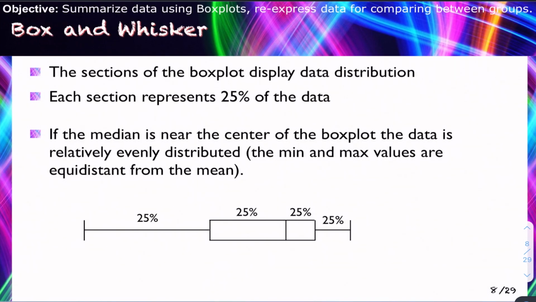When we are looking at a box and whisker plot, the sections of the box plot display the data distribution. Each section represents 25% of the data. If the median is near the center of the box plot, the data is relatively evenly distributed. The min and max values are equidistant from the mean.